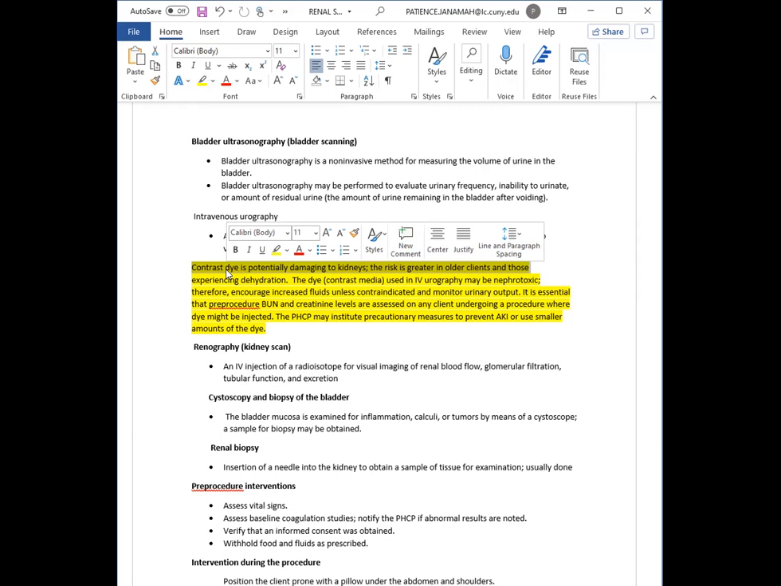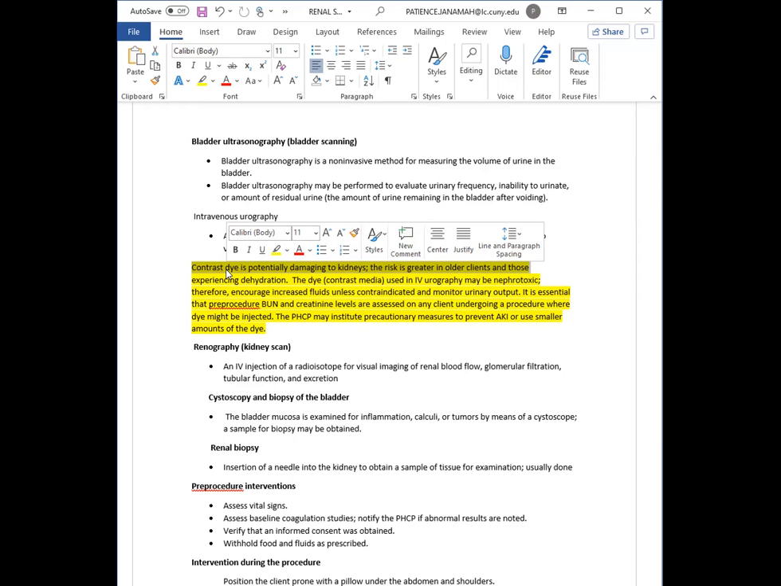And then you notify the provider. If the patient's levels are low, you notify the provider. They might order a lesser dose of the medication. Now, renal biopsy is insertion of a needle into the kidney to obtain a tissue sample for examination. So if they need tissue from your kidney to study it, they'll do a renal biopsy.